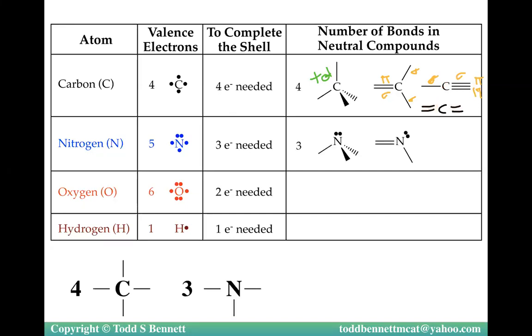Nitrogen, only 3 bonds, all 3 single, or it would be 2 atoms with a double and a single, or it can be 1 atom with a triple. So that's pretty straightforward. Oxygen makes 2 bonds, so 2 single bonds or a double bond. And hydrogen is our fortunate, simple, and easy one. So this is the HONC rule.